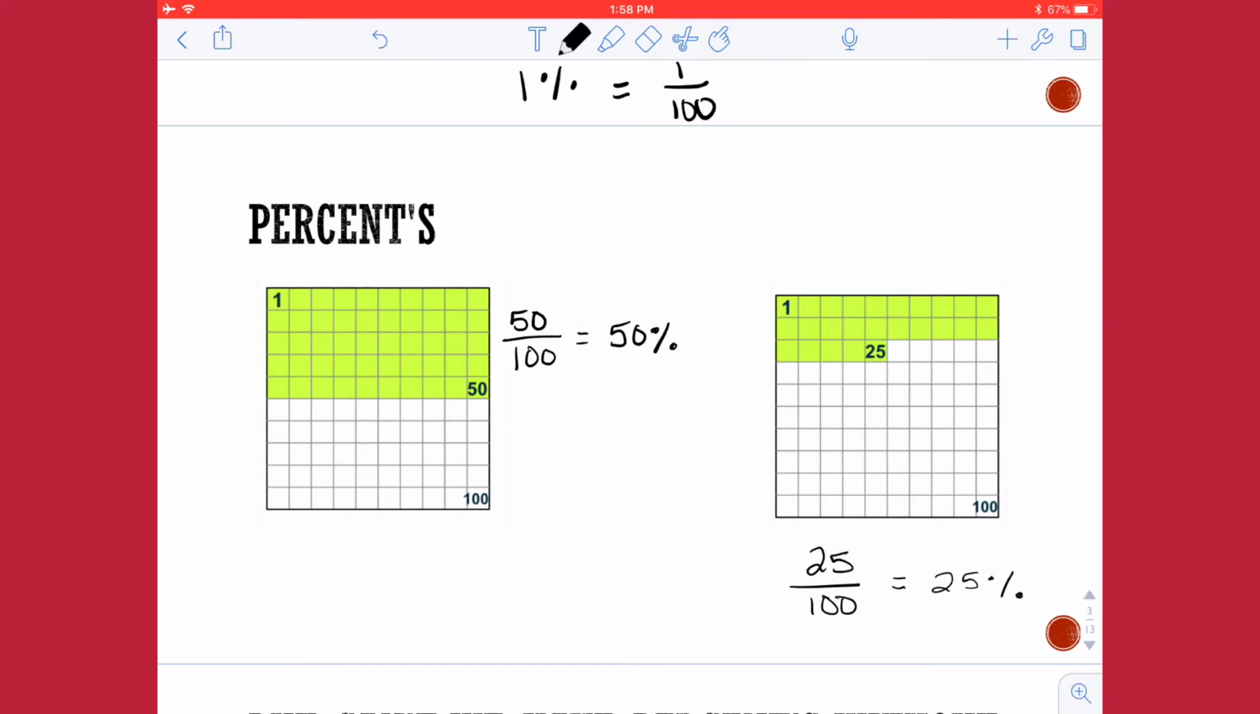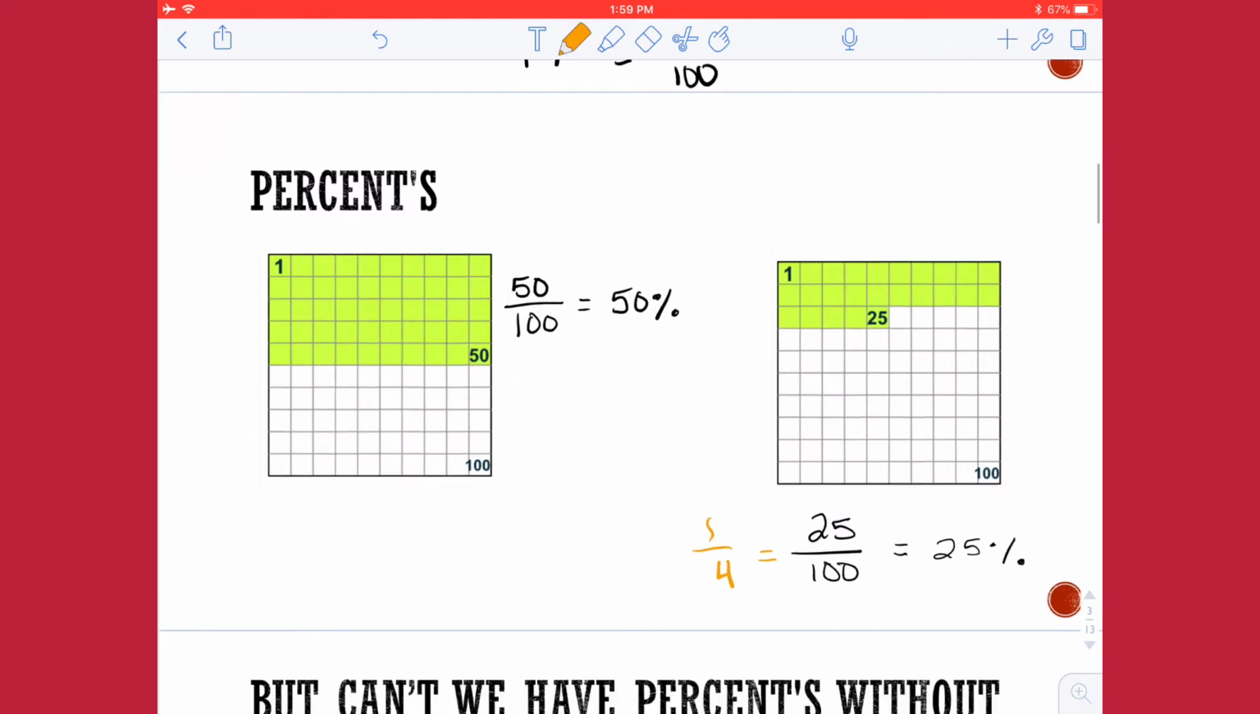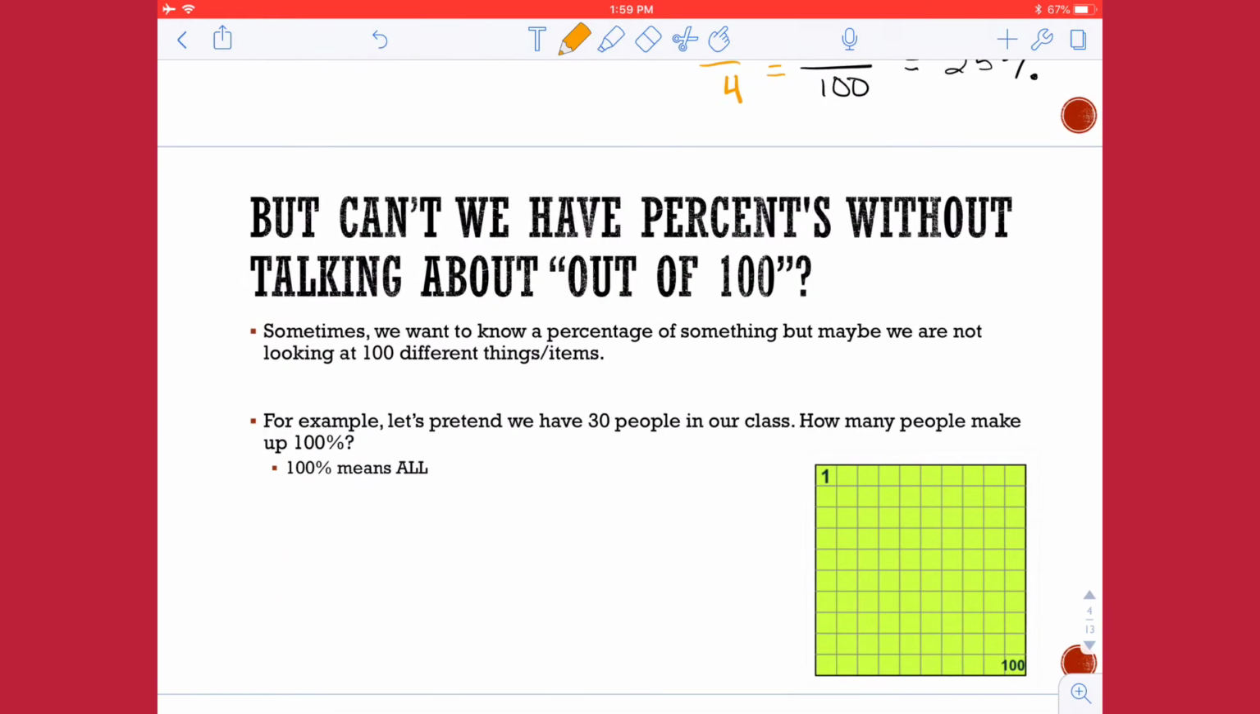The interesting thing about this is that all of these can be simplified, right? So for example, I'll look at just this particular 25 over 100, but I certainly can reduce that fraction. I'm doing that here in orange, and I would bring that down to 1/4. So I can think about this in different equivalent fraction types, or I can think about it as a percent. So we can't have percents without talking about this idea of being out of 100.